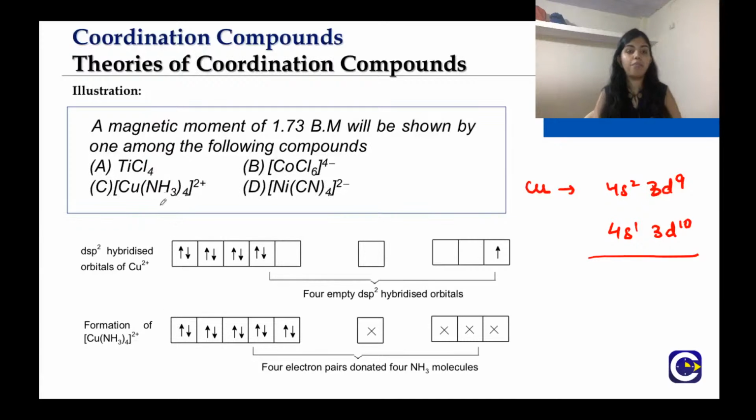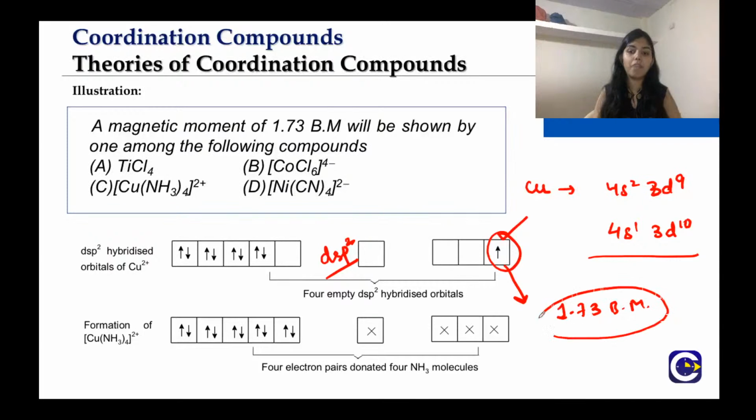And what will happen here is that one electron will move to the p orbital, and it will follow dsp2 hybridization. Except for this one electron, all electrons are paired. Because of this one unpaired electron, we will have a magnetic moment of 1.73 Bohr magneton. And the rest of the complexes will have a different magnetic moment.